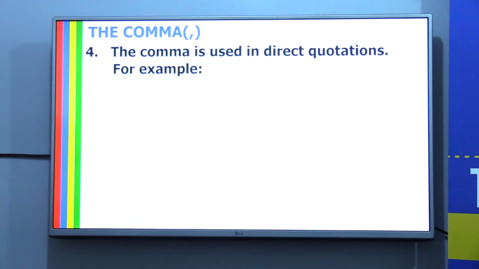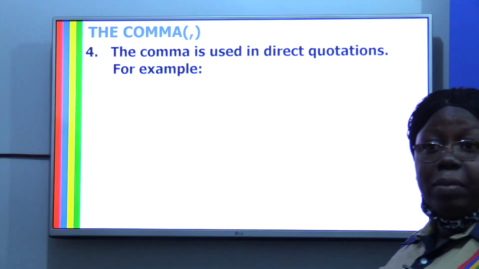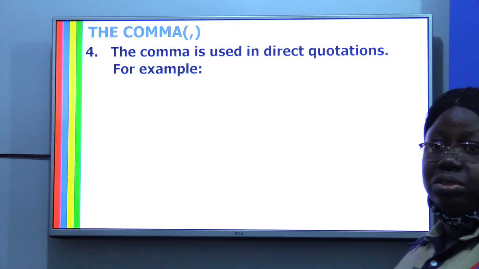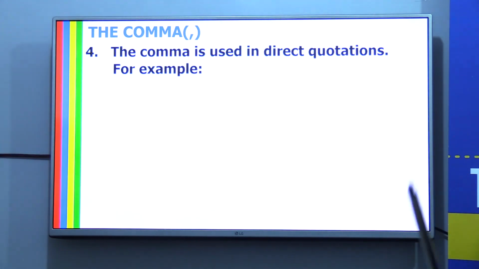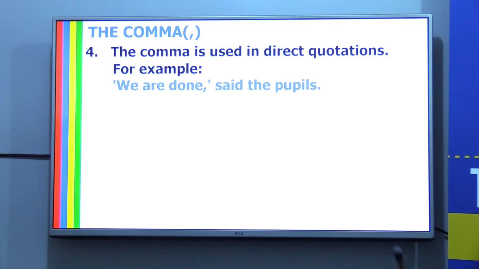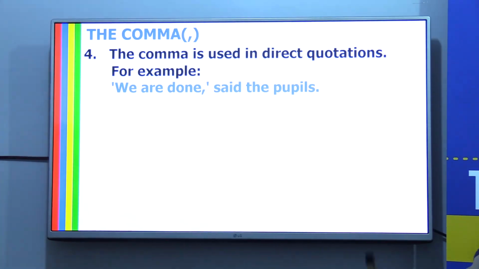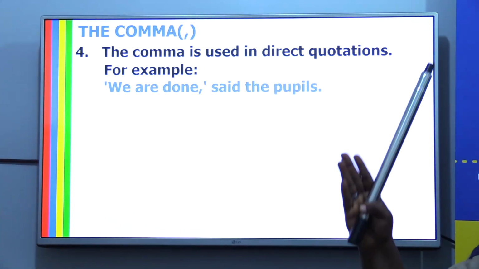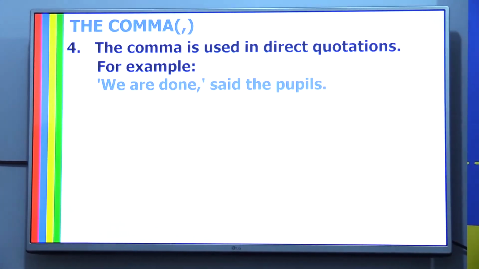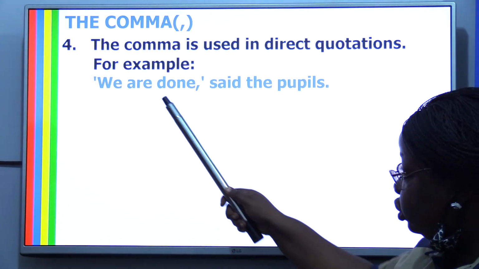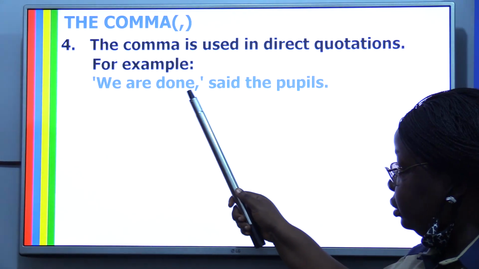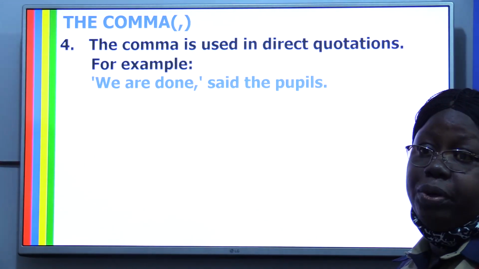Still on the comma, we also use comma in direct quotations. For example, "We are done," said the pupils. Here we are trying to replicate the exact word of the pupils by using the quotation marks. "We are done, comma, said the pupils."